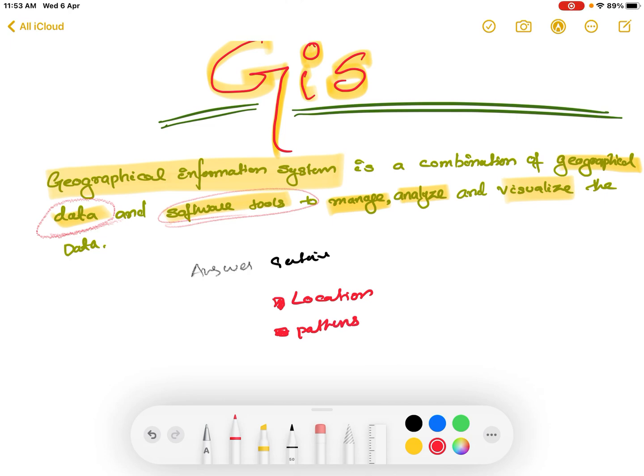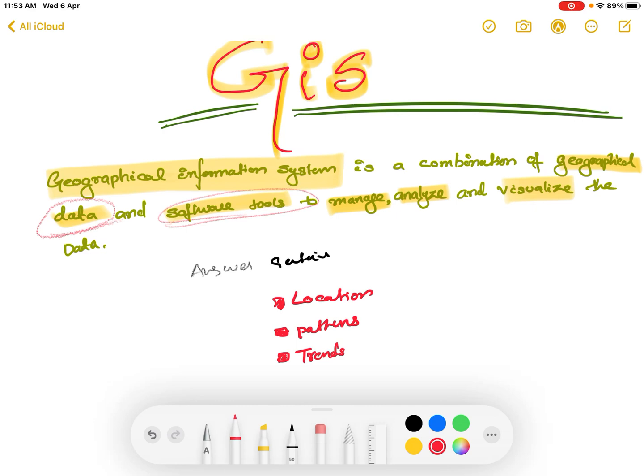And then the second one is related to patterns. Patterns means questions like, where is the highest concentration of students living in an area, or where is the highest concentration of shopping malls or shops in an area. Such questions that are related to patterns can be answered.